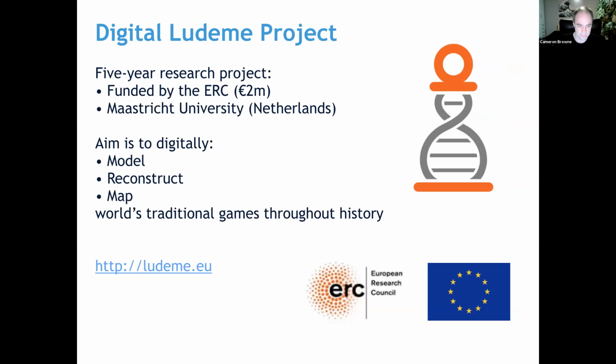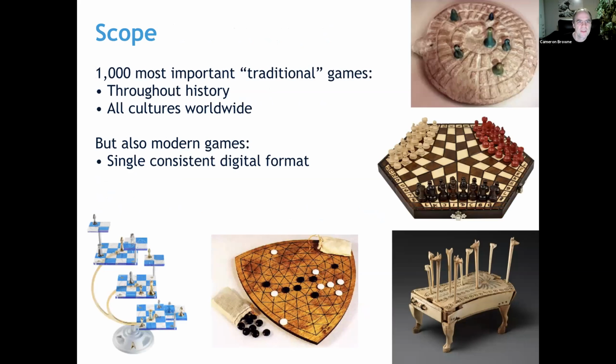This is a 5-year project funded by the European Research Council, being run at Maastricht University. And the aim of the project is to digitally model, reconstruct, and map the world's traditional games throughout history. And if you want to look at the project, the website is just there. So we want to identify and model the 1,000 most important traditional games throughout history from all cultures worldwide. But we also want to incorporate modern games. And so we can see how we transition from the ancient games to the modern games. But we need to do all this in a single, consistent digital format so we can play these games and compare them.